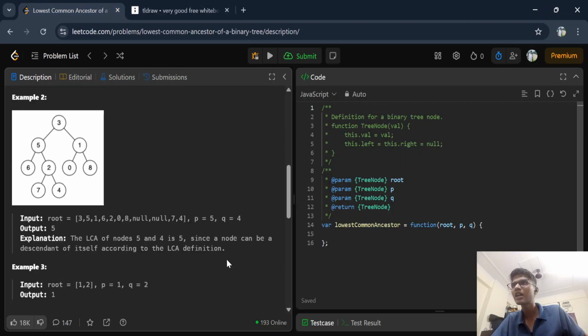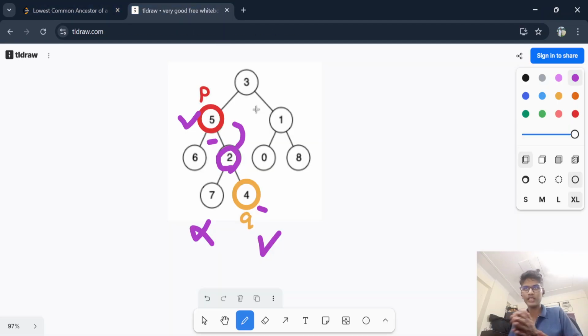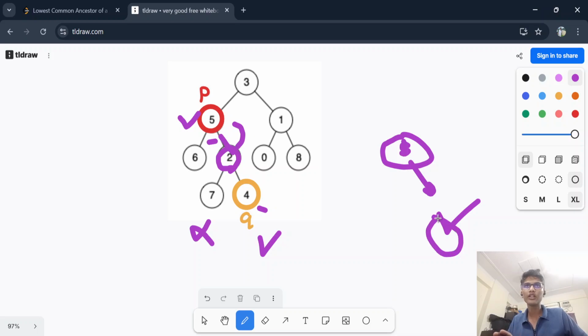So our answer is 5. Why? Because in its right, 5 has Q somewhere. It doesn't mean that the right node directly attached to 5 has to be Q. Q can be the root or a leaf of its next node. Yes, it is possible. Q can be a child of its next node, and P can also be a child of its next node. But this is the lowest common ancestor.